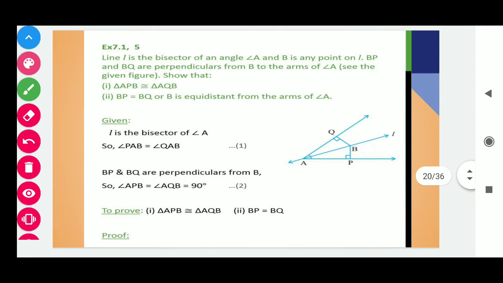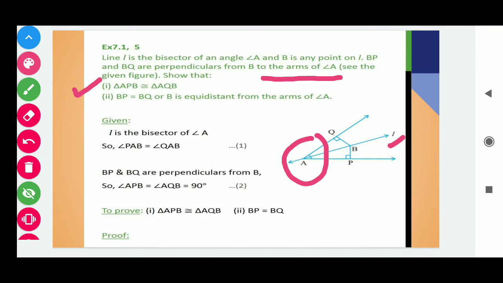Now here we have question number 5. Line L is the bisector of an angle A and B is any point on L. BP and BQ are perpendiculars from B to the arms of angle A. Show that triangle APB is congruent to triangle AQB. Students, you can see from the diagram here line L. Line L is the bisector of this angle A. That means this angle is divided into two parts by this line L.